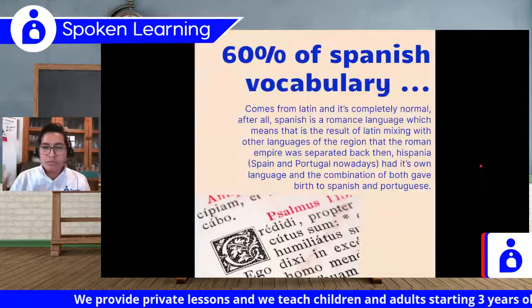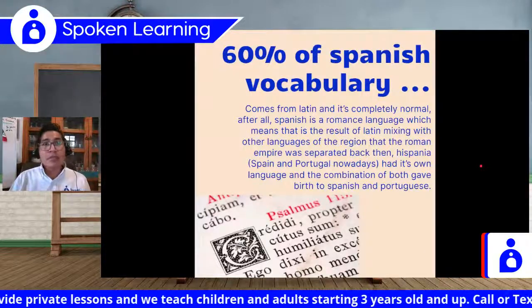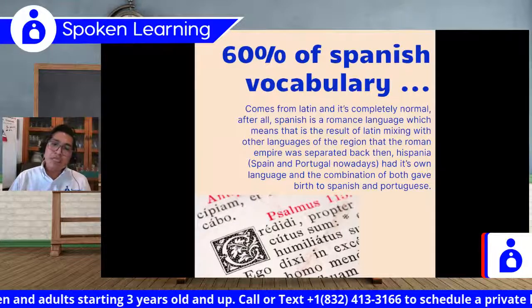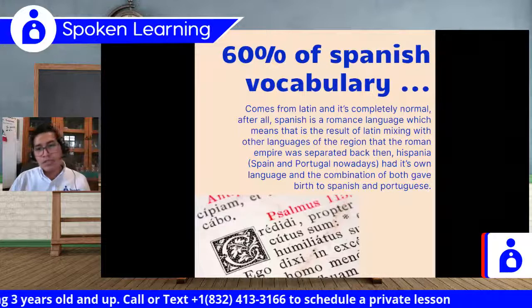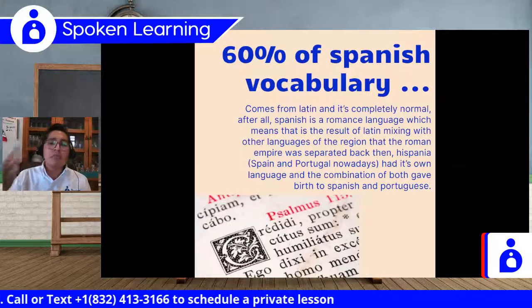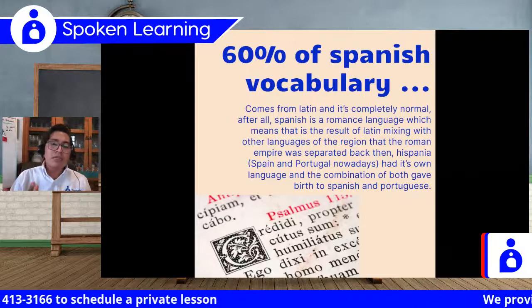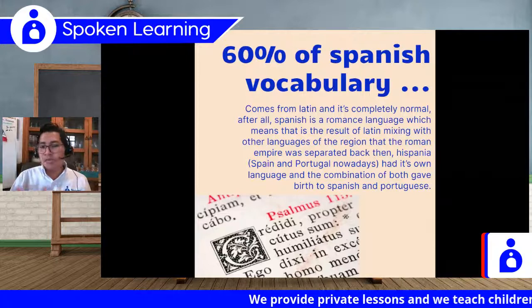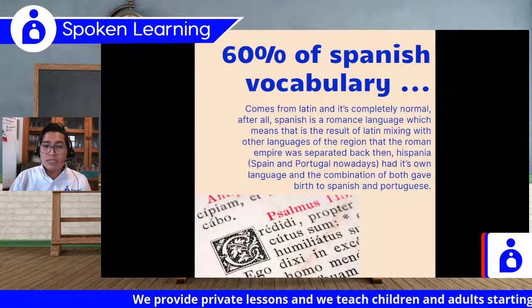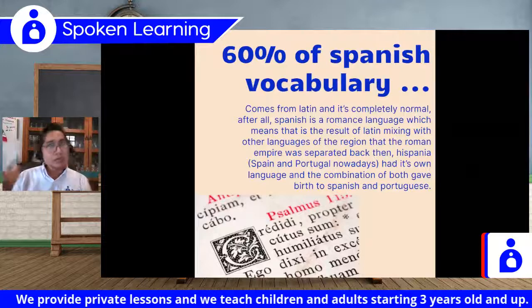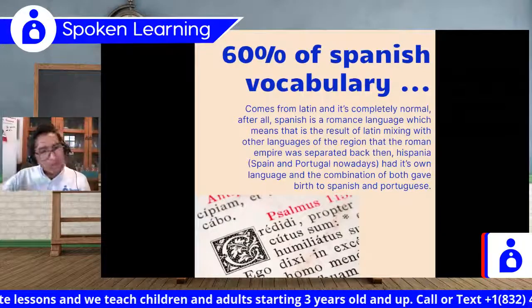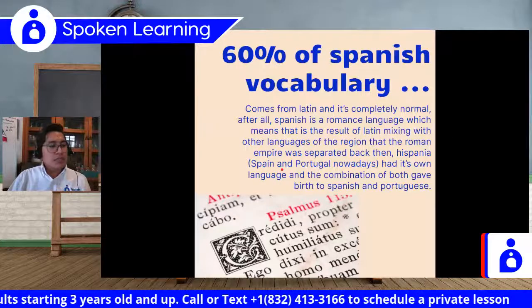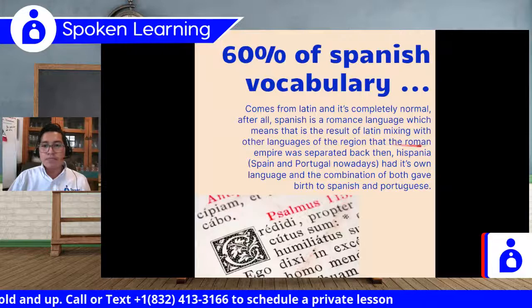Vocabulary comes from Latin, and it's completely normal. After all, as I already explained in other previous topics, Spanish is a Romance language, which means that it is the result of Latin mixing with other languages of the region that the Roman Empire was separated into back then. Hispania was a region where Spanish originated. Spain and Portugal nowadays had their own language, and the combination of both gave birth to Spanish and Portuguese. But Portuguese is another language. We're not talking about Portuguese today, we're talking Spanish. So this is the first one. Latin, of course, it is the main influence for Spanish.